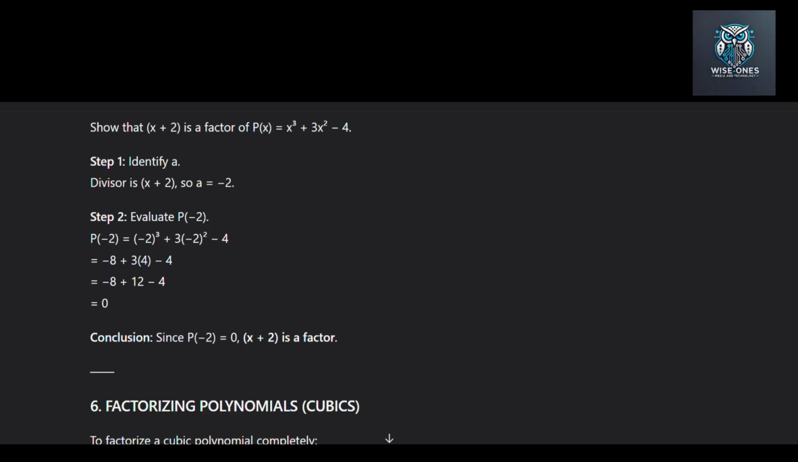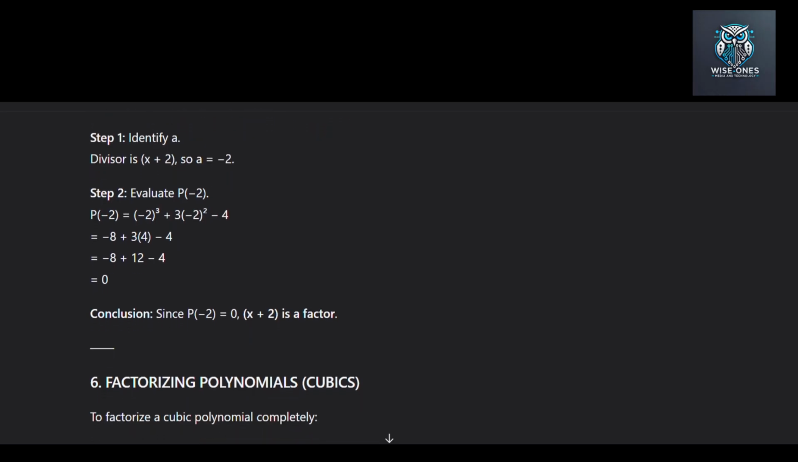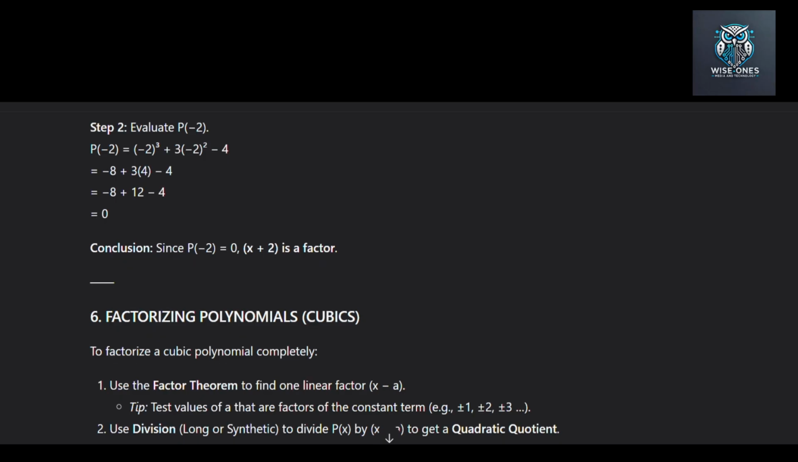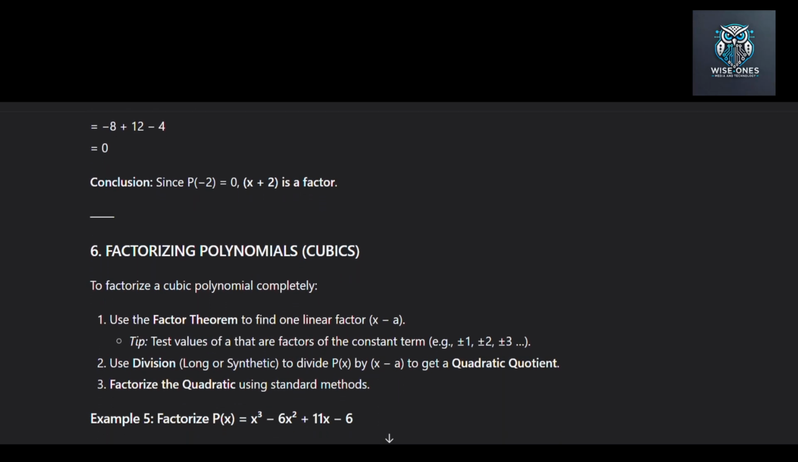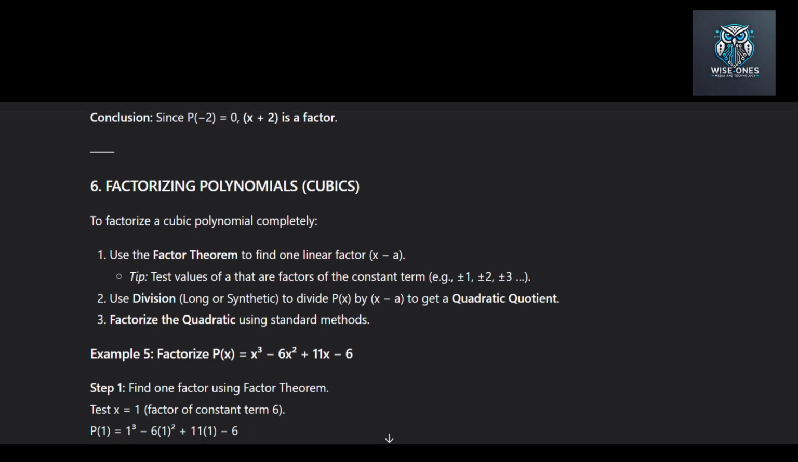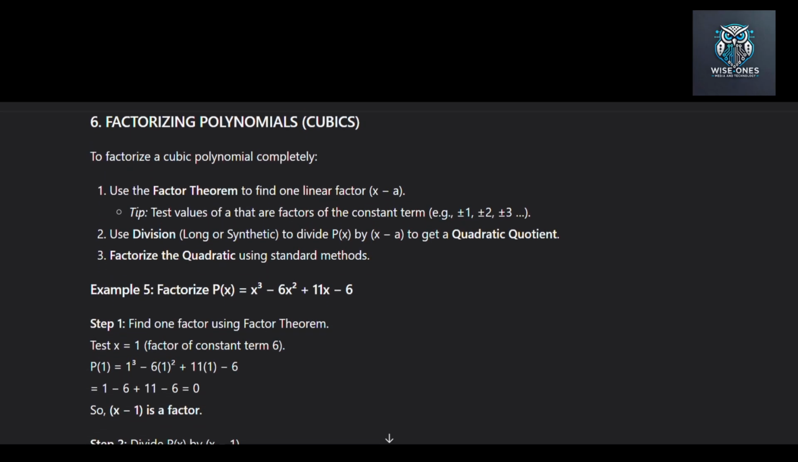P of negative 2 equals (negative 2) cubed plus 3 times (negative 2) squared minus 4. Negative 2 cubed is negative 8. Negative 2 squared is positive 4. 3 times 4 is 12. So we have negative 8 plus 12 minus 4. Negative 8 plus 12 is positive 4. Positive 4 minus 4 is 0. Conclusion. Since P of negative 2 equals 0, (x plus 2) is a factor. This is a very standard exam question.